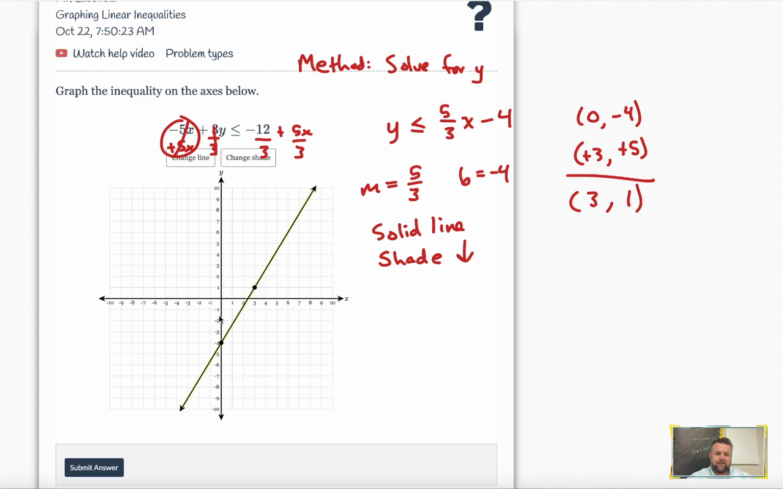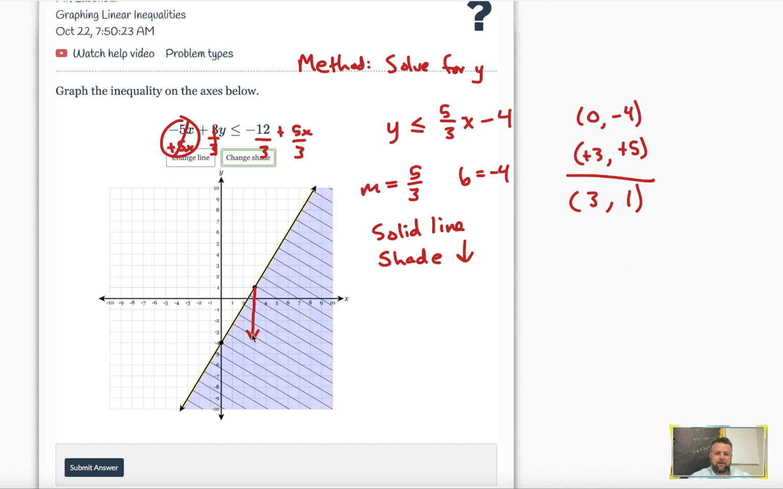I have a solid line. I'm going to shade down. In order to shade down, I choose one of the 2 points. I'll draw an arrow downwards from that point, and then when I go to shade the line, I want to make sure that it's in the arrows in the shaded area. If I needed to, again, change the line, but I needed solid line, so keep it as it is. And that is your solving for y method.